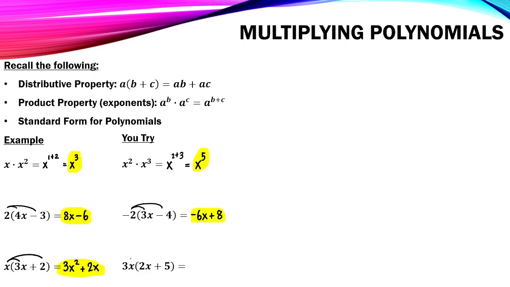And lastly, if I take the 3x and multiply it to the 2x here, the 3 times the 2 gives me a 6. And then the x times the x, that should give me x squared. And then when I do the 3x times the positive 5, that should give me 15x. So that's what we should have for the third one. And I'm hoping that we got these as well.